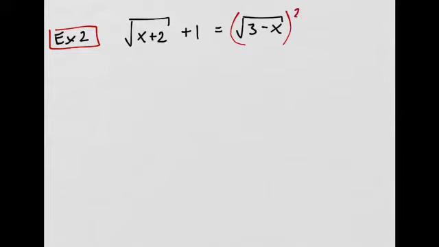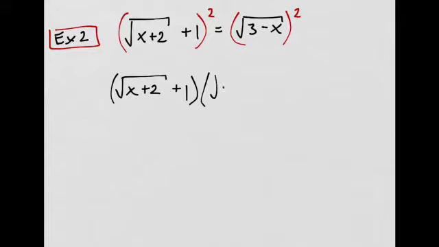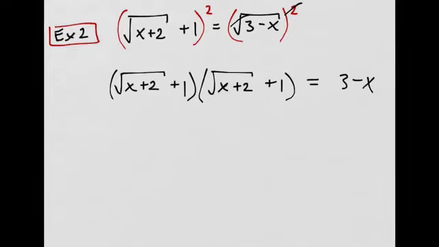So this, I can square it. And this, I can square. But here's the thing. There's a plus sign in the middle. So I can't just do that. So what does that mean? That means I have to write the square root of x plus 2 plus 1 times the square root of x plus 2 plus 1. I have to do that. And that equals, see, this cancels out. That's nice. 3 minus x.